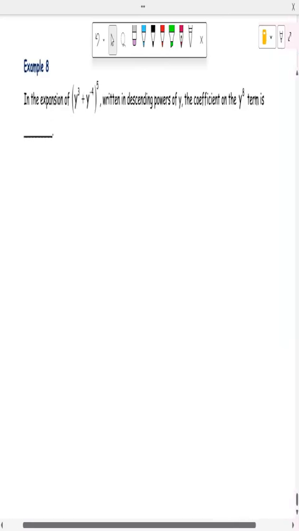All right, so I do want to do a couple more that get a little bit more complicated. So here it says in the expansion of that, written in descending powers of y, the coefficient on the y to the 8th term is. So again, worst case scenario, if you had no idea how to figure out k, how many times would you use the binomial theorem to still get the question correct? You're having the worst day of your life. 6 times is how many times you'd have to use it, okay? But you would hopefully get it before trying all of them.